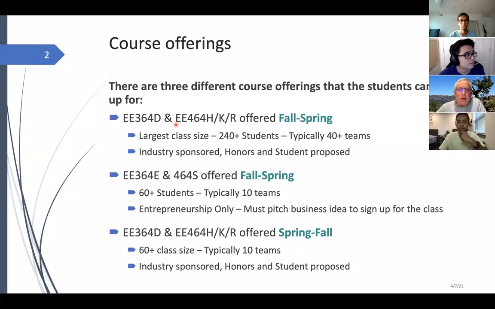Some kind of industry project. And it's a 2-semester sequence, starts in the fall, finishes in the spring. And it's a big class. I think probably this coming year, it'll be over 240. It was a little over 240 this year. That means that we will have about 40 plus teams and about 5 to 6 people per team.